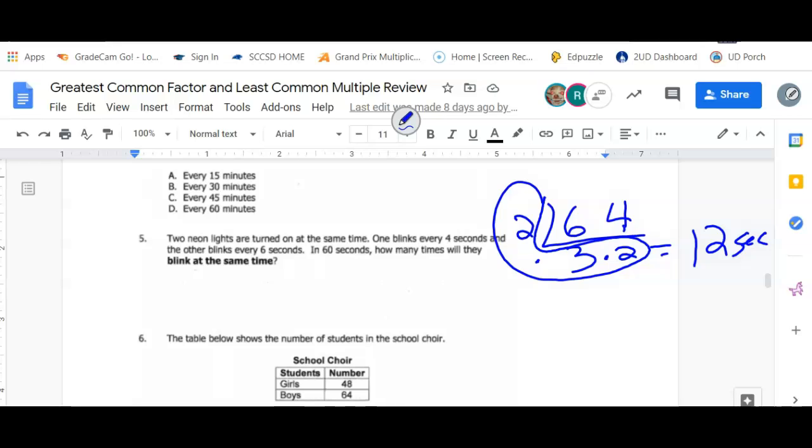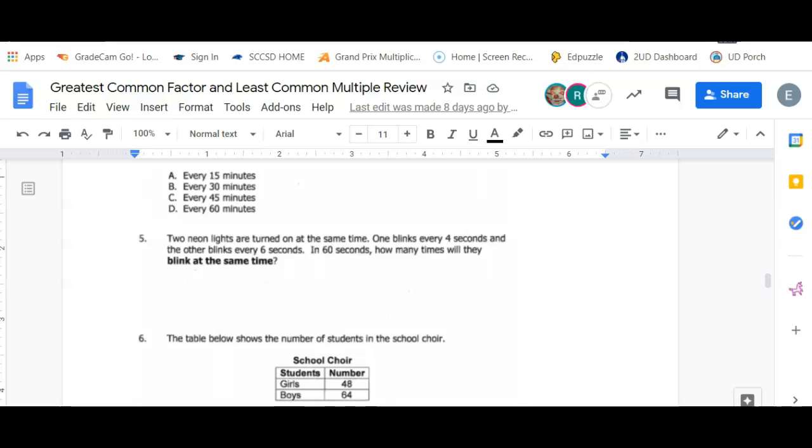So, how many times will they blink at the same time? Or, how many times in 60 seconds will they blink at the same time? Audrey? 5. Perfect. 5 times they will blink at the same time in 60 seconds. Does everyone see how we got that? It's every 12 seconds. So we need to figure out how many 12 seconds are in 60 seconds, which is 5. All right. Nice job.